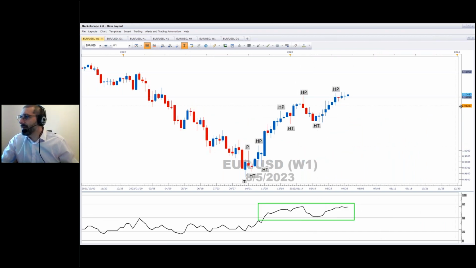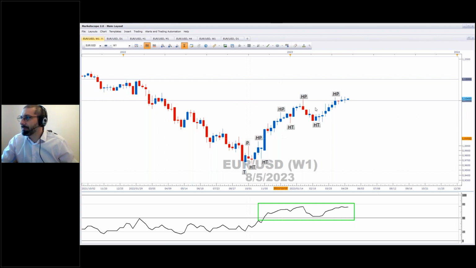Okay, and what we have here is now a series of higher troughs followed by higher peaks. What I think is quite interesting is that we've managed to hold above the 110 for a few weeks now. And let's take this out.